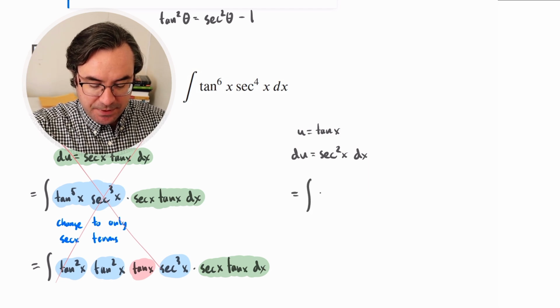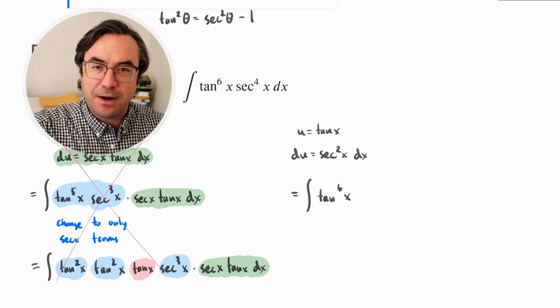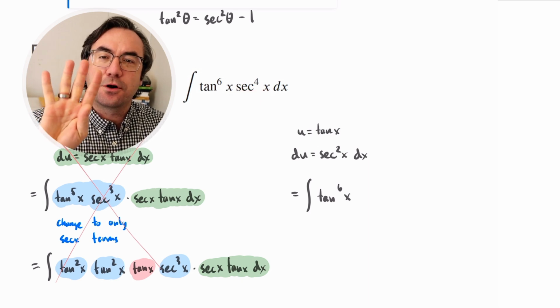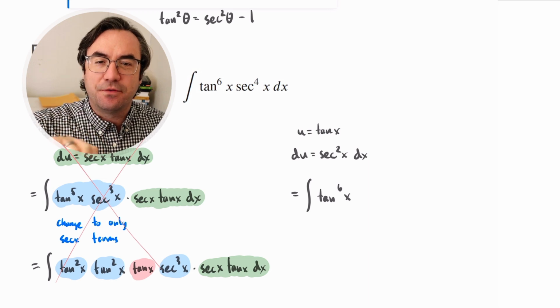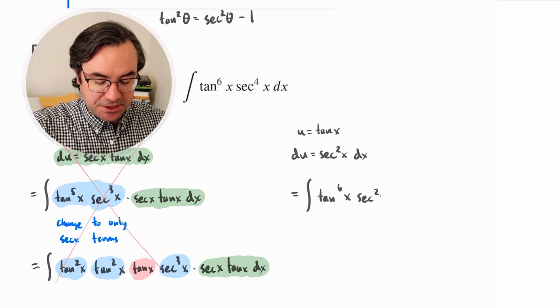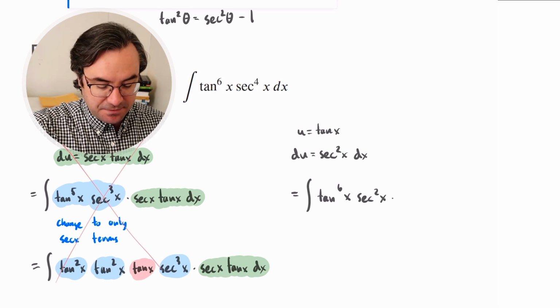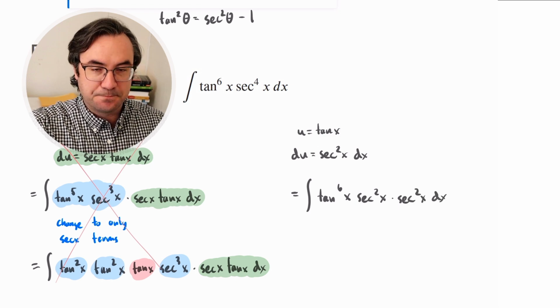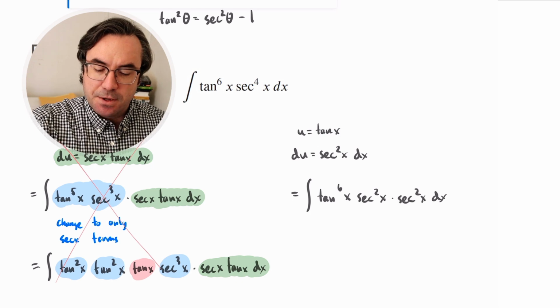All right, so let's see what we get. So we've got our tangent x raised to the power 6, and I got this stack of 4 secant terms. I'm going to take 2 of them, move them next to the differential, so that'll leave me with just 2 copies of secant, and then the 2 that I peeled off and moved next to my differential.